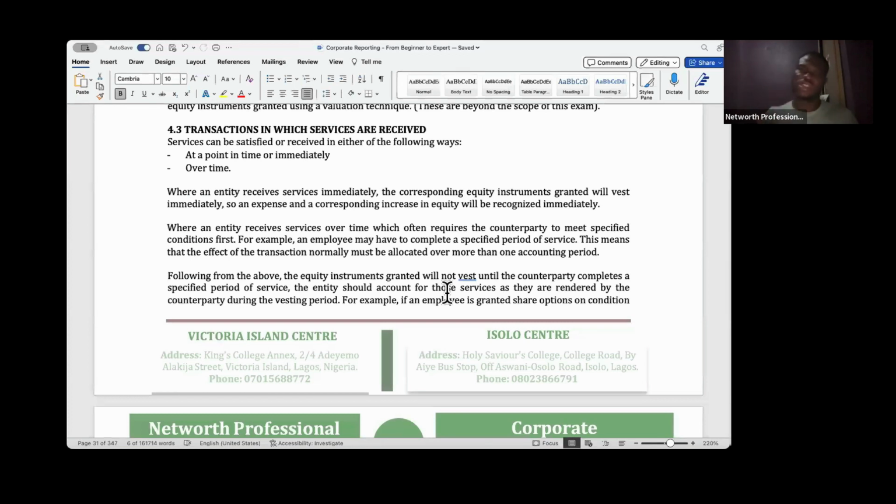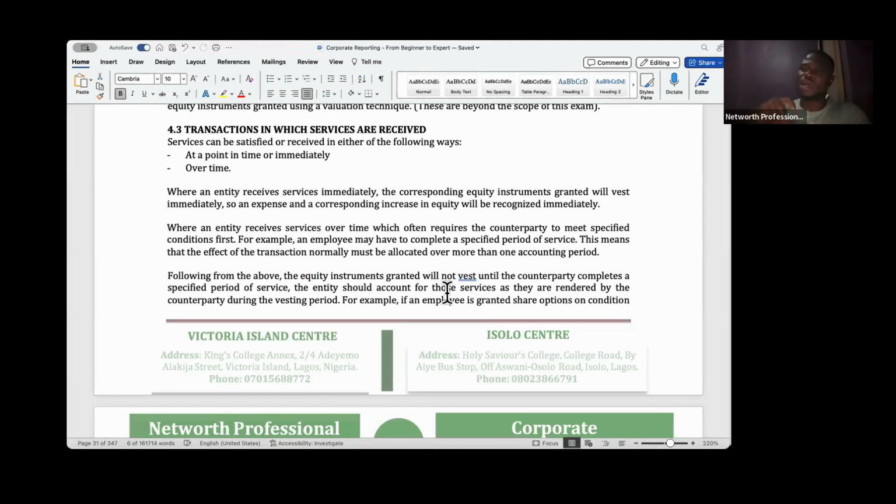So for services at a point in time, it's quite straightforward because when it is shares the entity is issuing, it's like a singular transaction and it ends there. You debit asset or expense based on what you are receiving, and you credit your share capital and your share premium. So if it is service received from a supplier, that will be measured at the fair value of the goods or services received. What you will find in your exam is where the services are rendered over time.